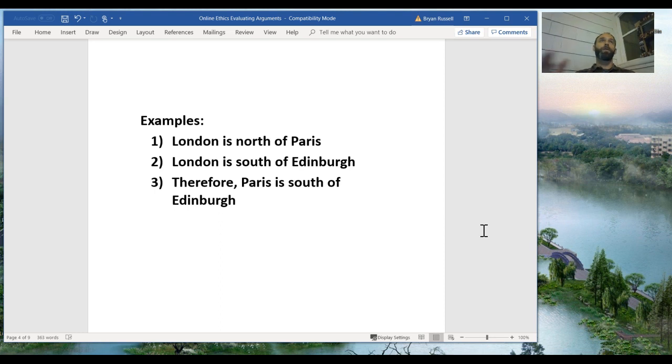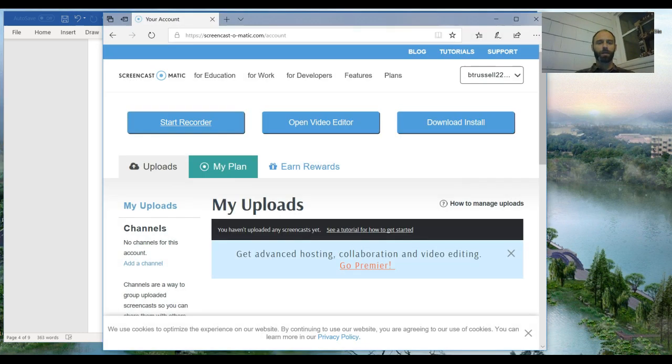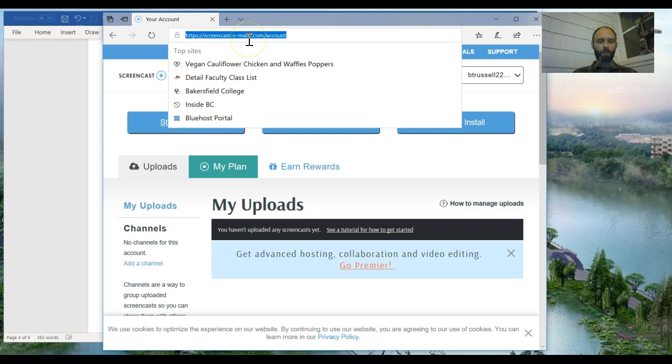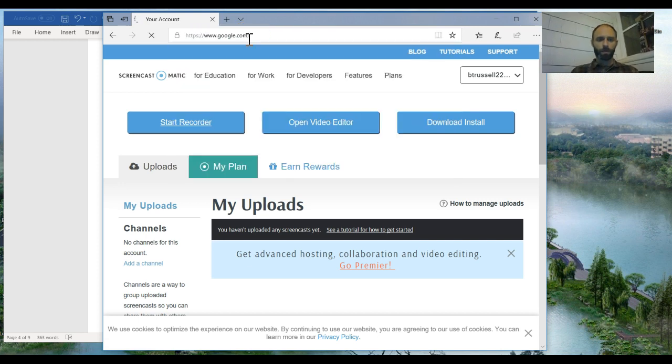Well, if we've never been to those cities, if we don't have the relevant background knowledge, then we would just Google the answer to this. One way you could do it is just by looking at a map of Europe. So let's do that real quick.